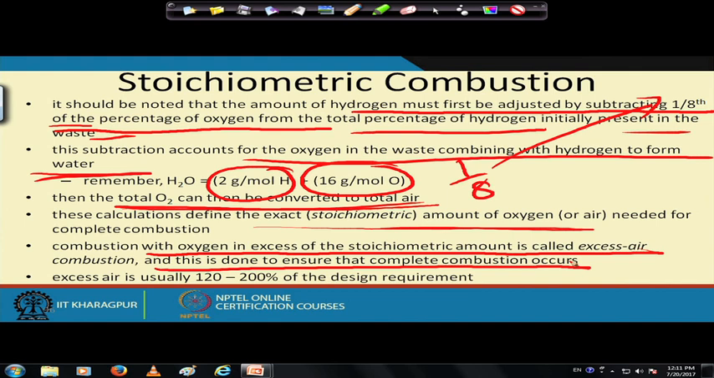Excess air is usually 120 to 200%. We don't want too much excess air, because earlier I said that an incinerator works at a certain temperature, and too much excess air has a cooling effect. The temperature will try to go down, and then you have a problem creating more air pollutants, because to form fewer air pollutants you need to keep the temperature at a high level. So that's also needed.